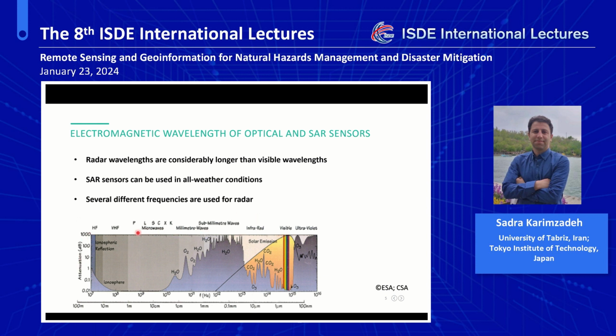But if you come to the left side, you will see microwaves here. Longer wavelengths and smaller frequencies. You see this area, you don't have much attenuation. You don't have obstacles like water and carbon dioxide here. So you can use it in all weather conditions, regardless of day and night. Clouds or other obstacles are not important here.